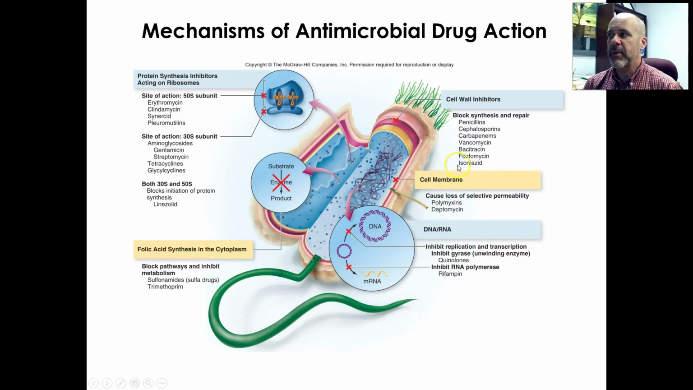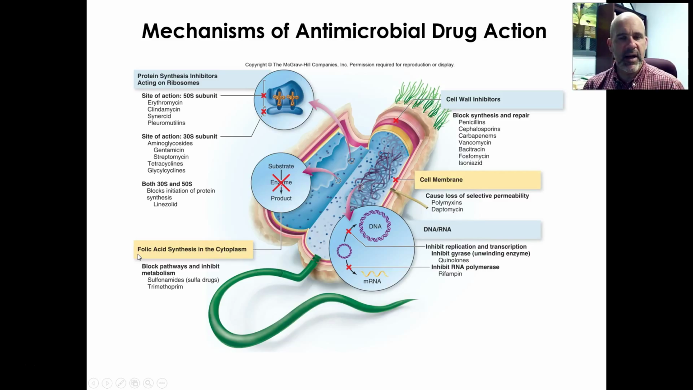Some drugs impact cell membranes. There aren't very many of these because it's hard to find drugs that will damage the cell membranes of microbes but not also damage our cell membranes. Polymyxin is one. There are antimicrobial drugs that inhibit DNA or RNA replication or transcription. Some of those are out there. They're a little bit fewer in numbers.